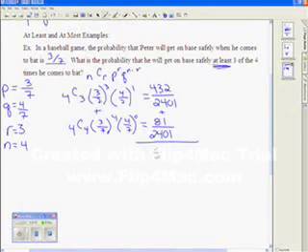Okay? This becomes 513 over 2,401. You got a decimal? That's well. Okay, it's all right if you get a decimal. Put it into a fraction. Hit your math button. Hit enter. Hit enter again.